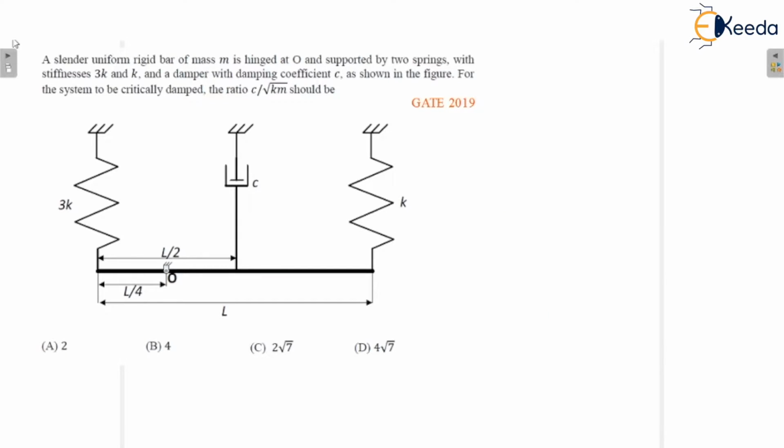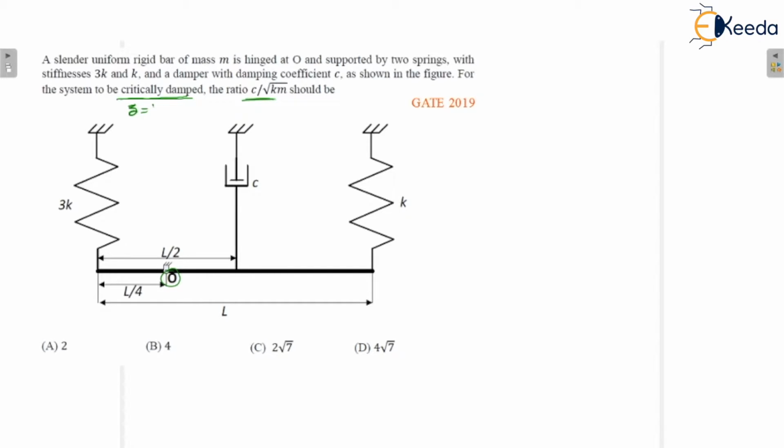In the question it is written: a slender uniform rigid bar of mass m, which is hinged at O. This is the hinge point you can see in the diagram. It is supported by two springs with stiffness 3K and K, and a damper with damping coefficient C is also provided. For the system to be critically damped, the ratio C by under root of Km should be found. We have to find this ratio, given that the system is critically damped.